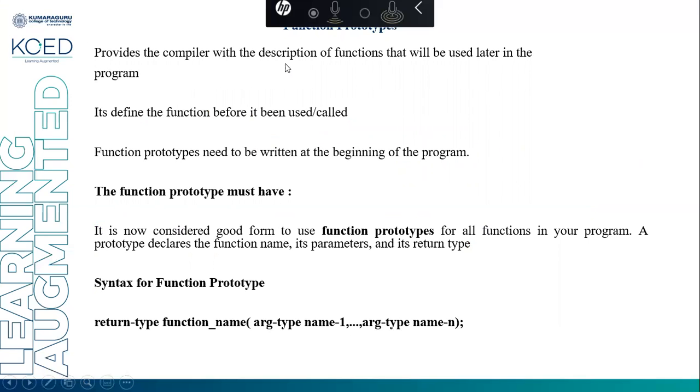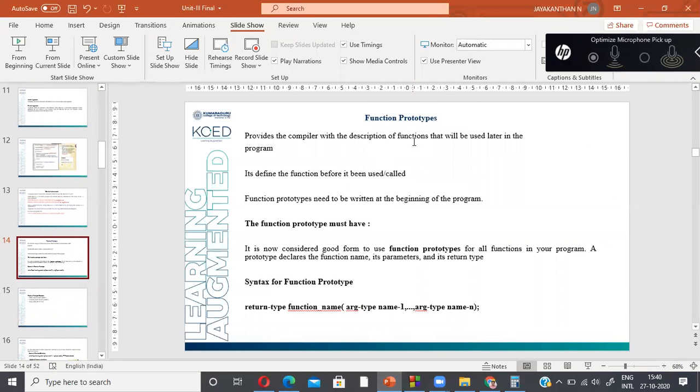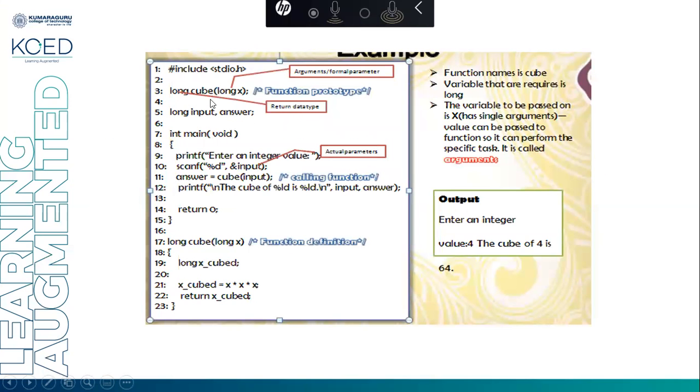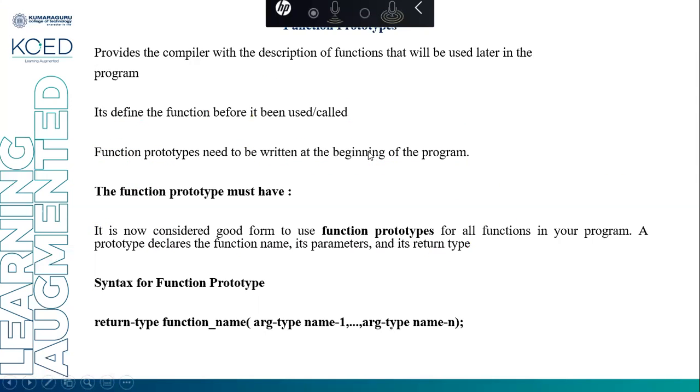Now we have to discuss the function prototype. A function prototype provides the compiler with the description of a function that will be used later in the program. So this is known as a function prototype. You have to declare it, then the compiler will understand what the function will do, what kind of parameters it will take, and what it will return.